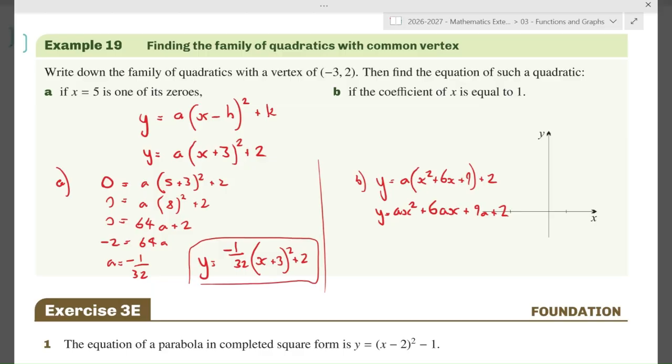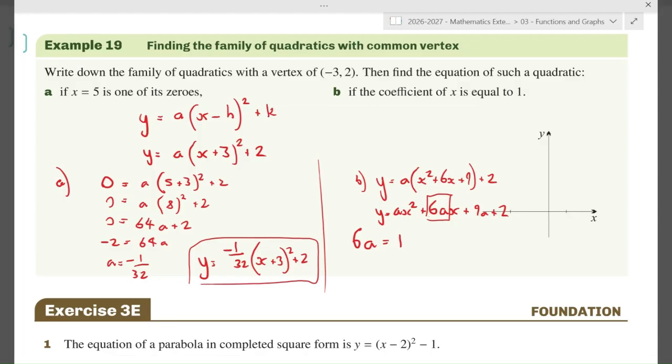Read the question. The coefficient of x equals 1. Doesn't the coefficient of x mean a is 1? Nope. The coefficient of x equals 1, which means it's 6a equals 1. What's the coefficient of x? The coefficient of x is 6a. Hold on, literally look at it. Because it's the number in front of x.